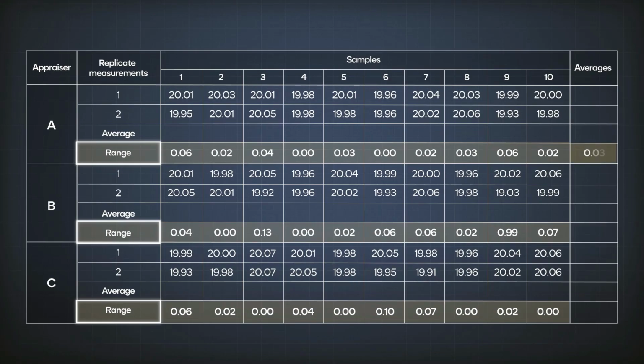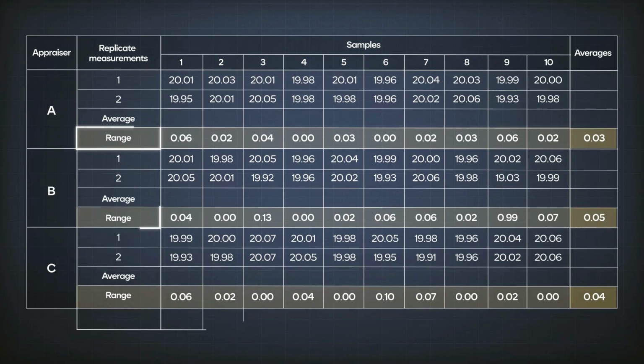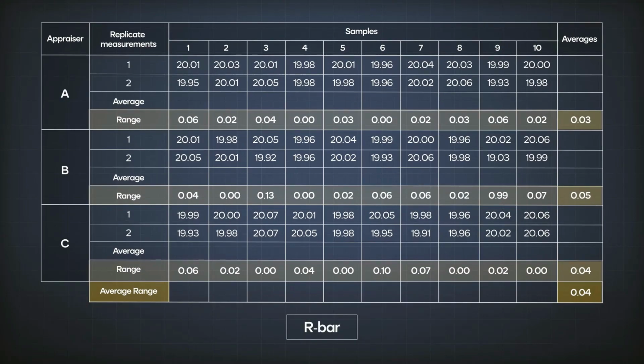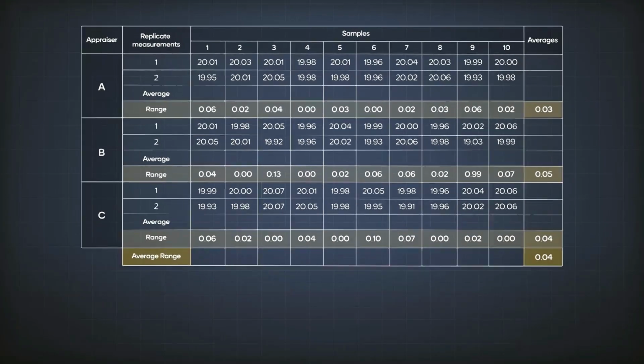First, average the ranges for each operator, then average across all operators. This gives us the average range, often written as R bar. R bar represents the typical measurement spread from the gauge itself. This is our first estimate of equipment variation.